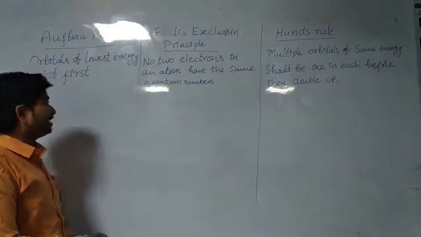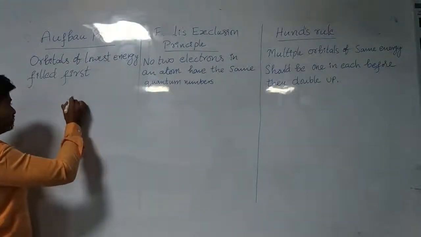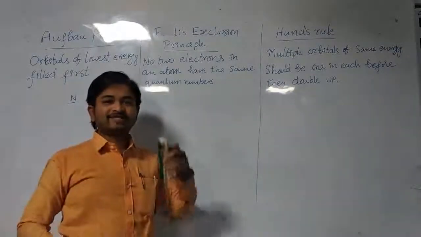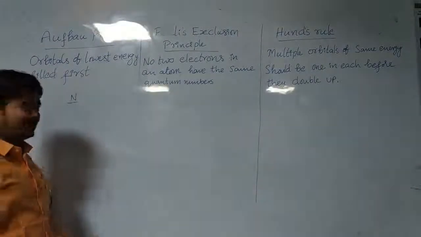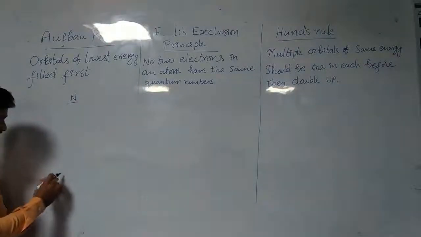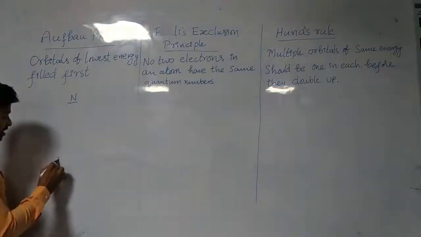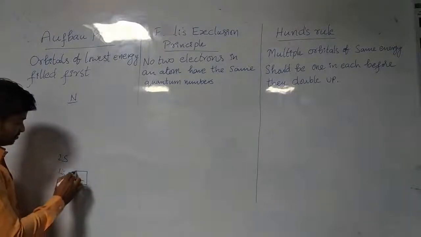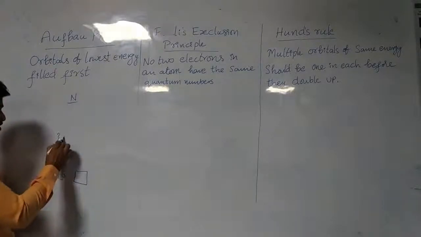For example, take nitrogen. For nitrogen, we need to fill the electrons in the orbitals. How can we fill that? For example, let us consider the 1s orbital, 2s, 2p.